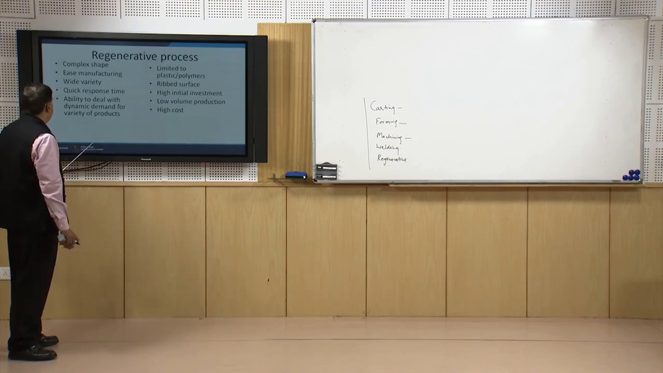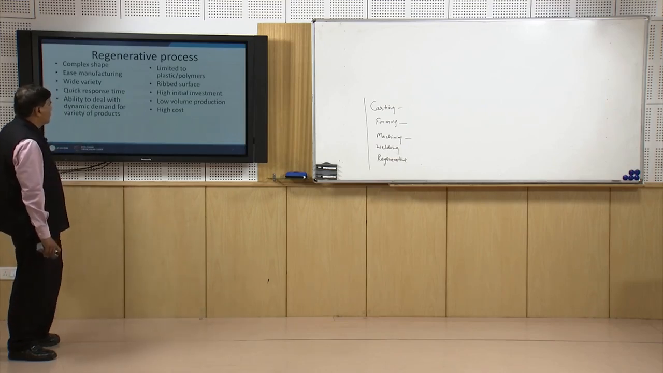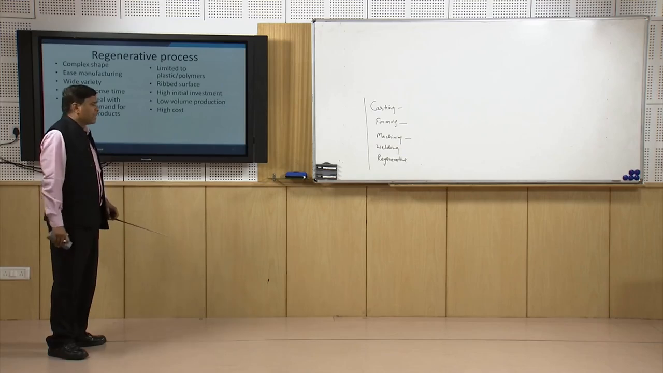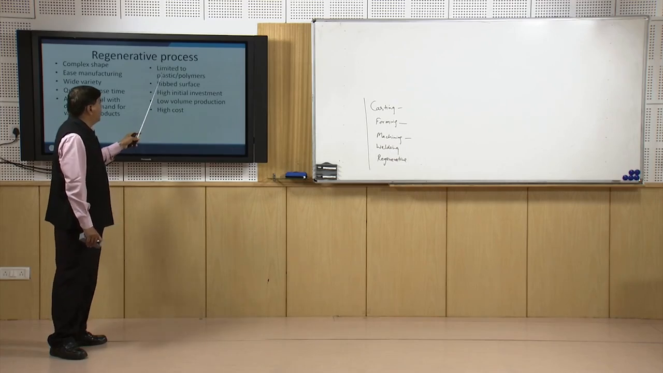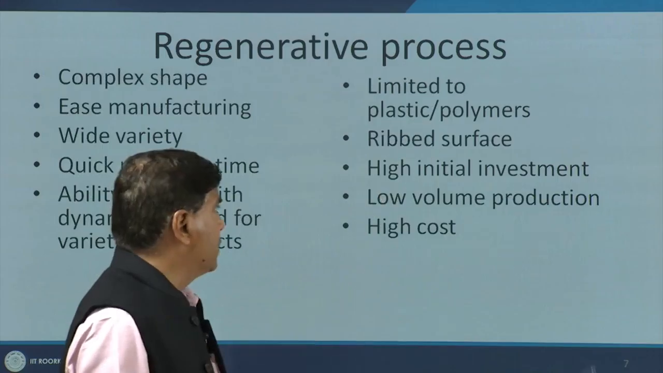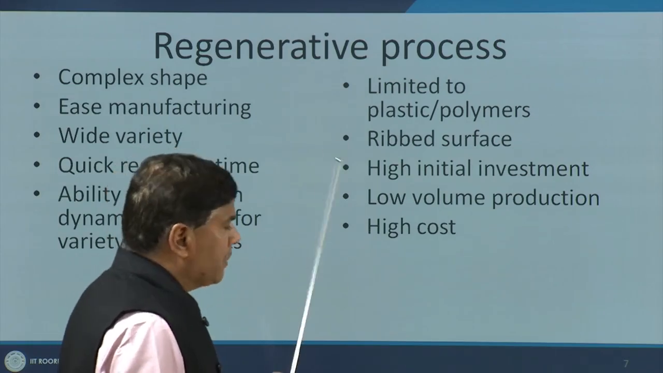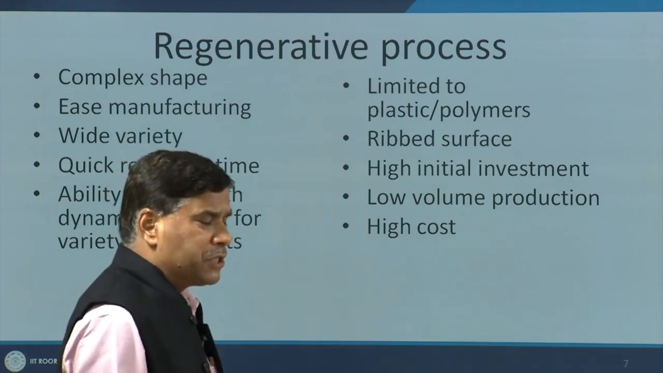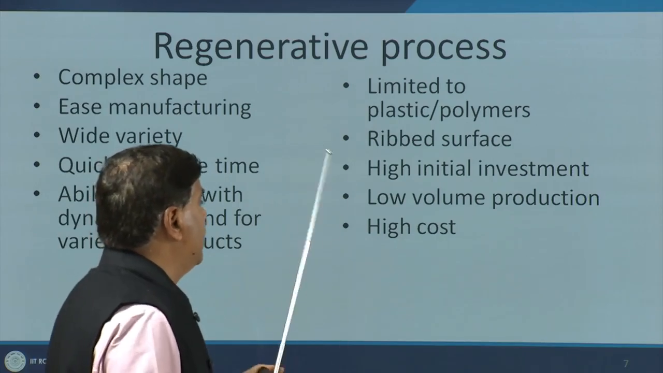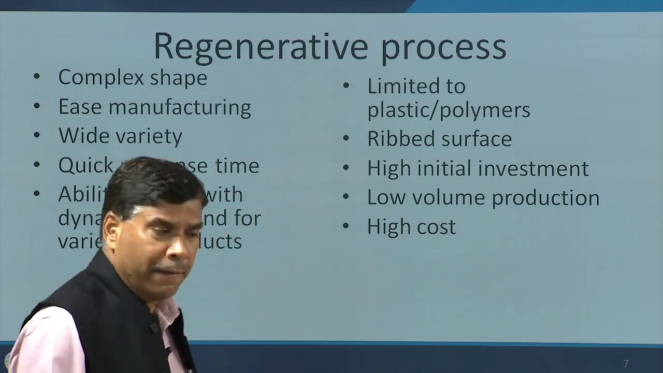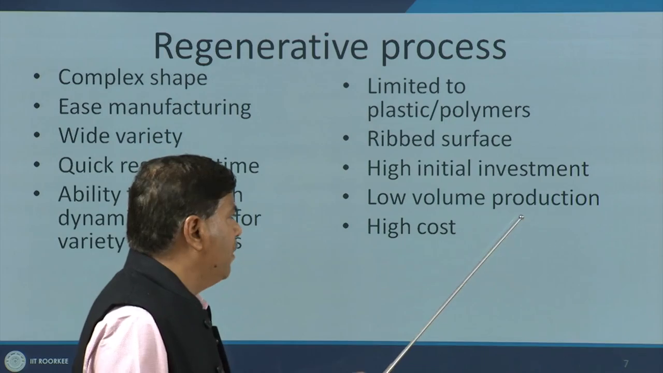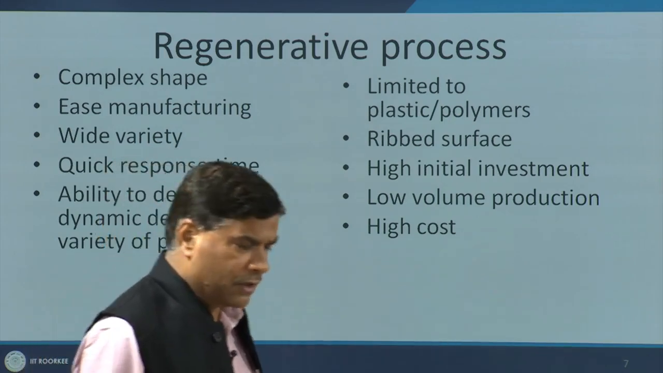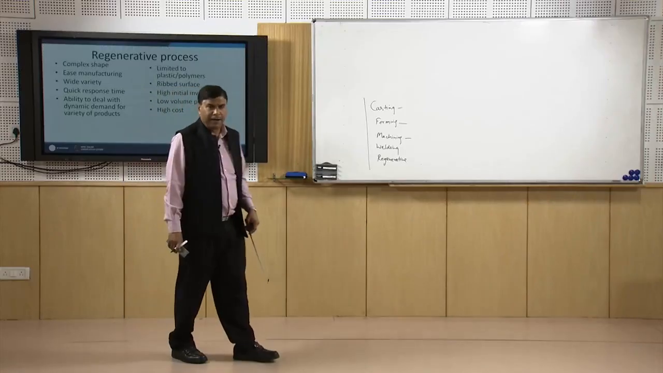It is used for very low volume production, with the ability to deal with the dynamic demand for a variety of products. But the limitations are that these processes are not very matured as of now. This category of processes is limited to plastics and polymers, and whatever surfaces are generated have a ribbed surface feature, so the surface finish is not that good. The initial investment on the systems needed for this category of process is very high. The process offers a very limited volume of production, and the cost of the products made using it is high.